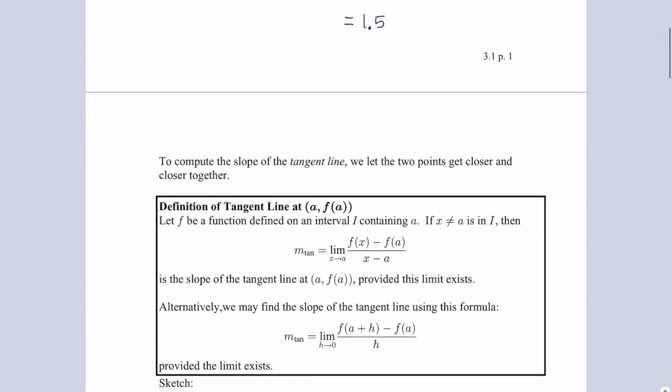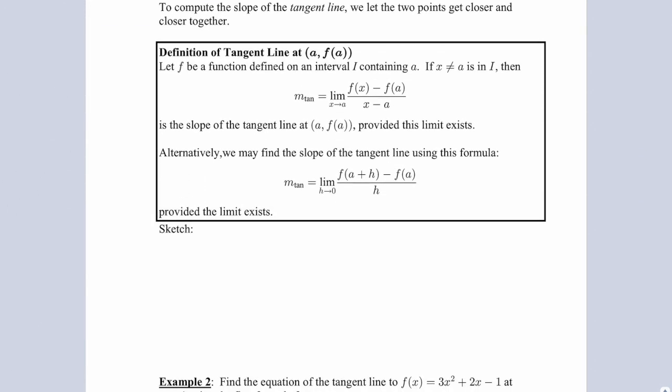Okay, so let's move on to the next example. So just like we saw, we're trying to compute the slope of the tangent line. So we're letting those two points, a, f of a and a plus h, f of a plus h, get closer and closer together. So we can picture that as looking at this difference quotient and letting h go to 0, letting the increment go to 0, or we can picture it as letting x get closer and closer to a. Either way, we're looking at a limit, but it just depends on which form we're using, what we're going to set in front of that limit.